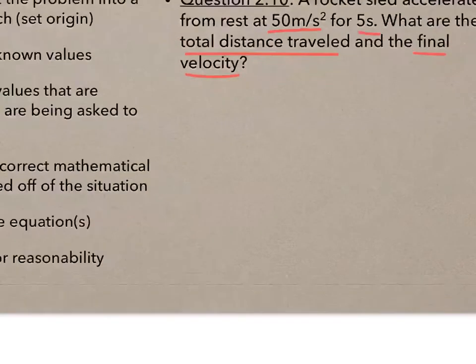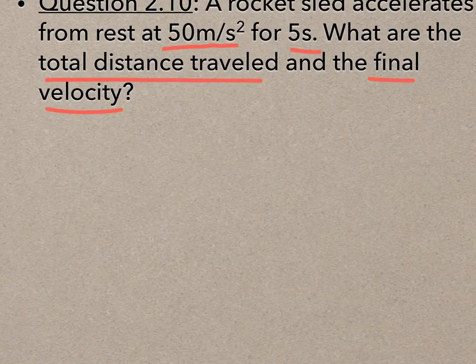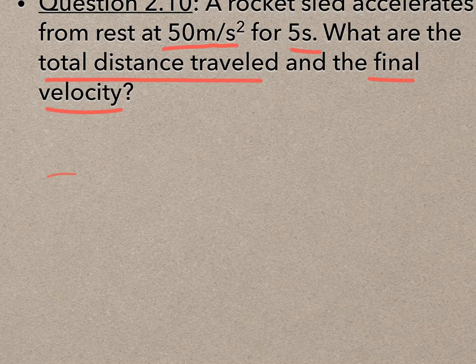This is optional, but it does help your conceptual understanding. My pen's acting up today, so I'll try to do this as best as I can. I have a rocket sled, something like this. It starts at rest. It says from rest. What does that mean? Well, that means my initial velocity is equal to 0 meters per second.